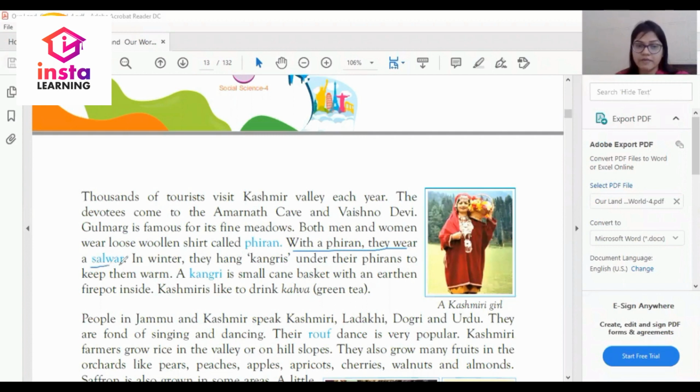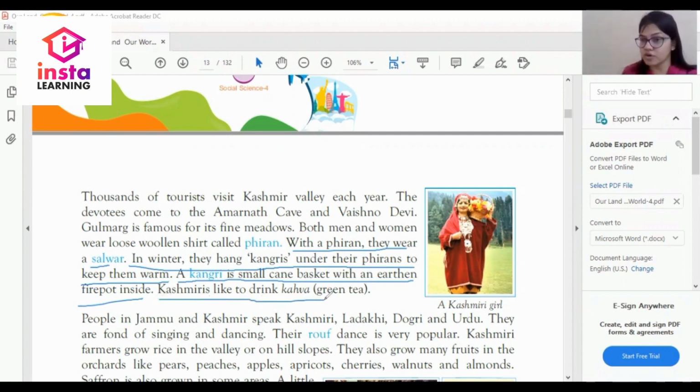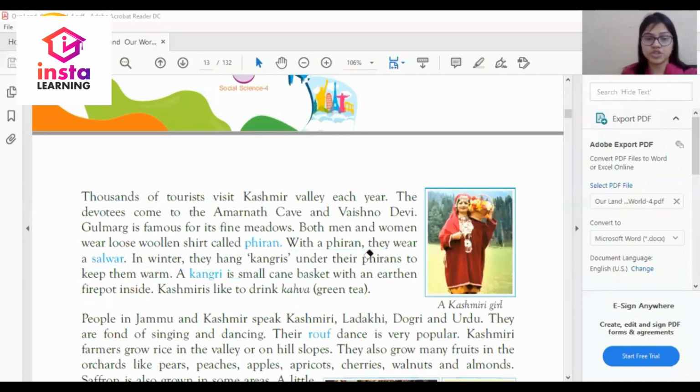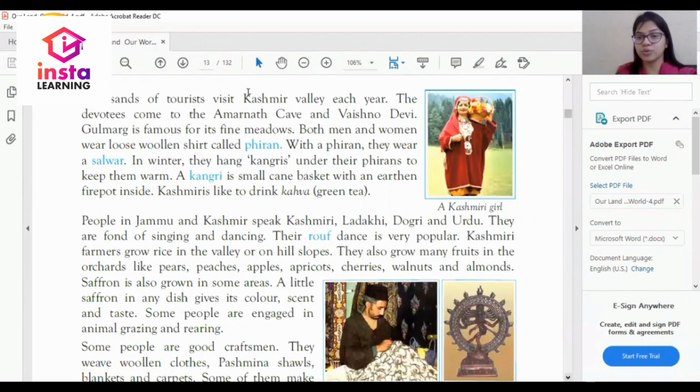With firan they wear a salwar. In winter they hang kangarees under their firans to keep them warm. A kangaree is a small cane basket with an earthen fire pot inside. Kashmiris like to drink kahwa, which is also called green tea. People in Jammu Kashmir speak Kashmiri, Ladakhi, Dogri and Urdu.